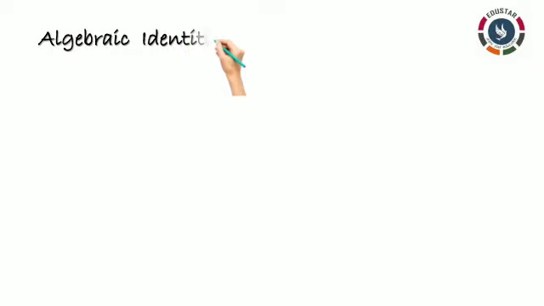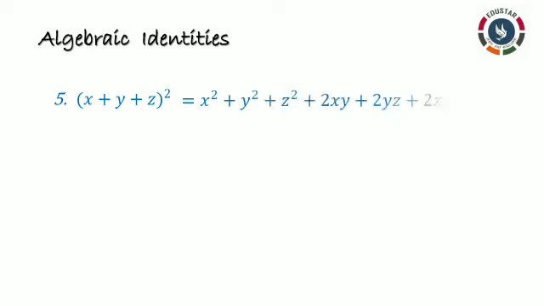Okay, so what were we discussing in the previous part? About algebraic identities. So, how many identities have we discussed previously? 4. So, today we are going to discuss the fifth identity. So, what is the fifth identity? The fifth identity is (x + y + z)² = x² + y² + z² + 2xy + 2yz + 2zx.